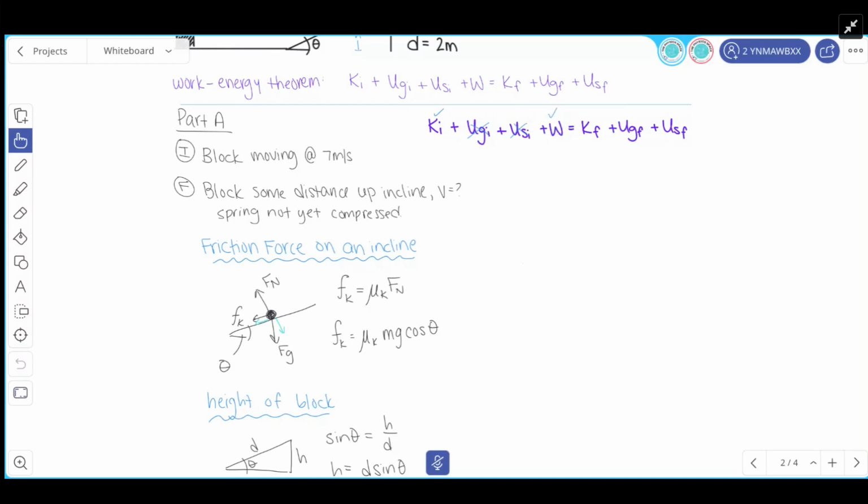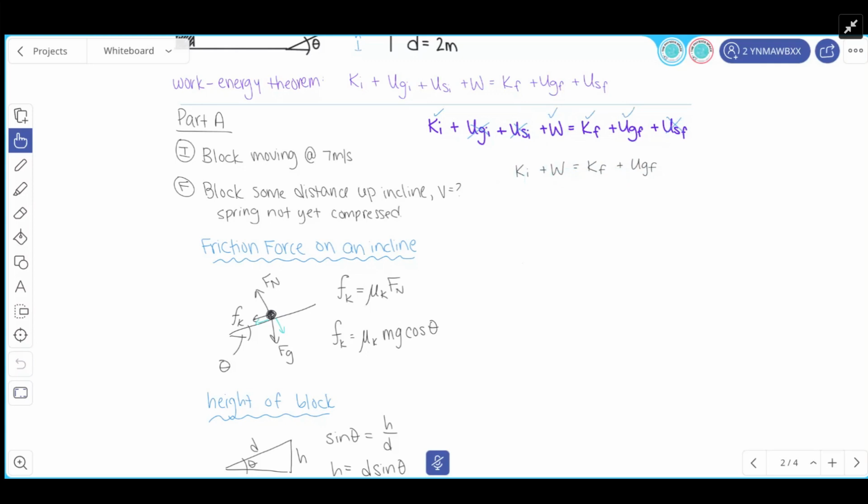At the end, the block is still moving. It hasn't come to rest. So we do have final kinetic energy. We do have some final gravitational potential energy because there is a non-zero height at the end. And we do not, though, have elastic potential energy yet because the spring hasn't actually been compressed yet. So when we simplify that equation, we're left with that initial kinetic energy plus the work done by friction is equal to the final kinetic energy plus the gravitational potential energy at the end.